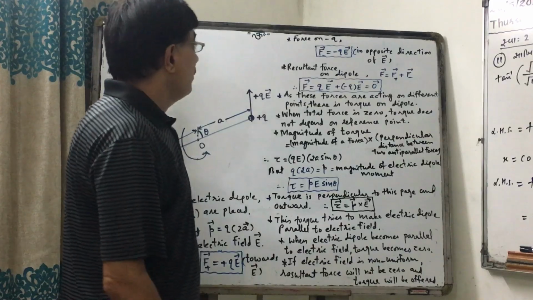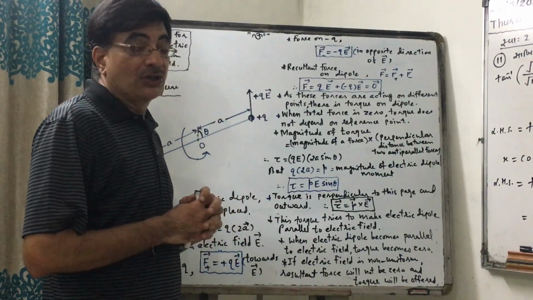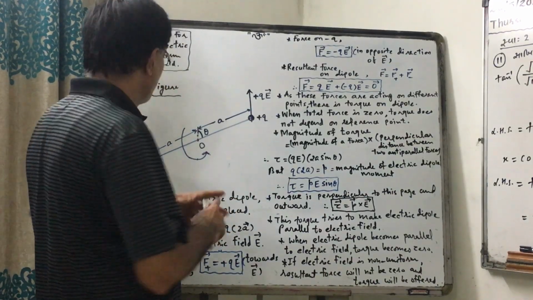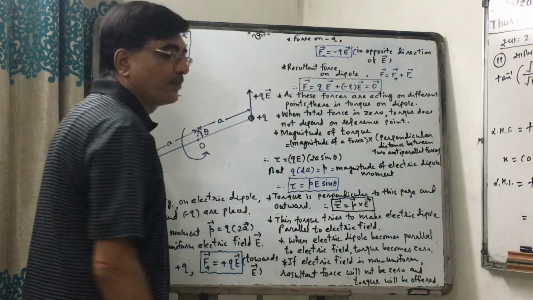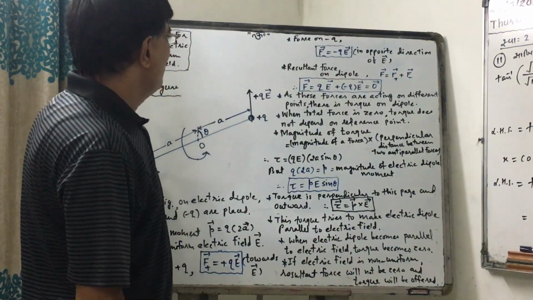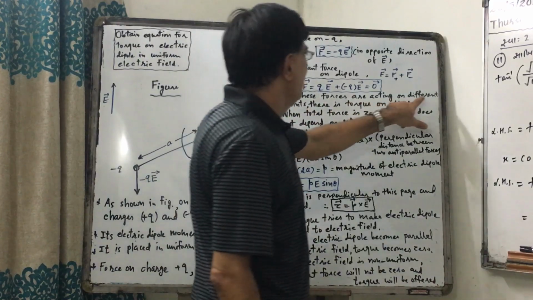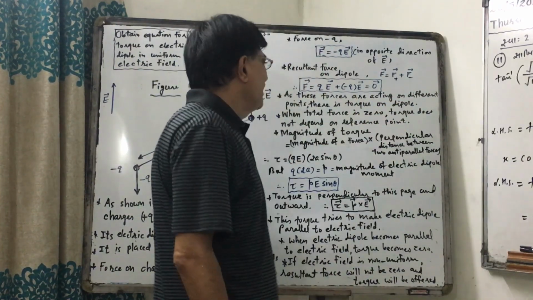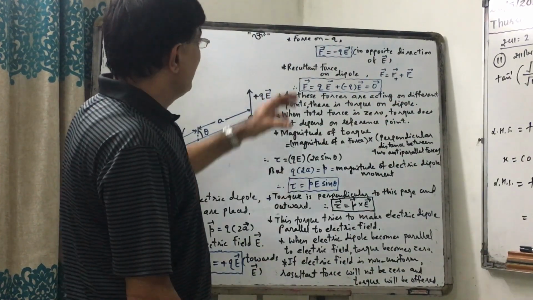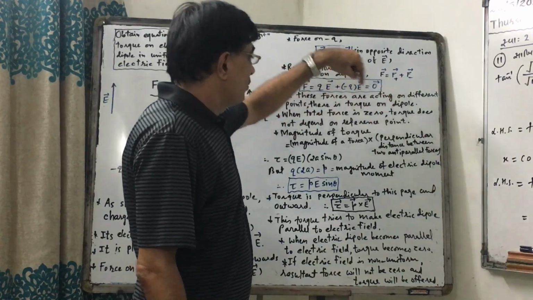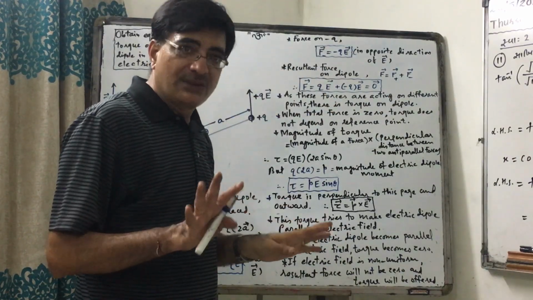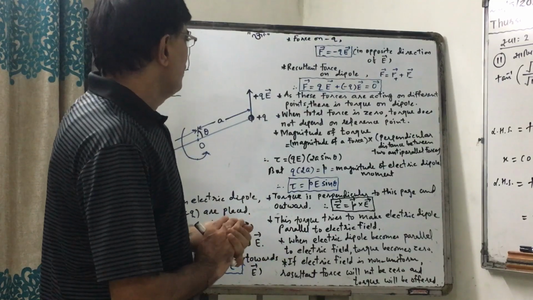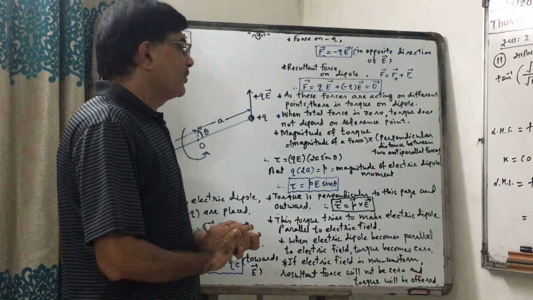Now here force is 0 but torque is not. Why? Because both the forces are acting on different points. As these forces are acting on different points, there is torque on the dipole. But as the total force is 0, torque does not depend on the reference point. Now what is the magnitude of torque?